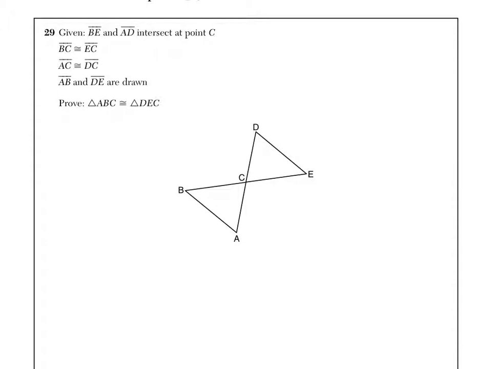There's a pretty long given, but you want to make sure that you mark up your picture. It says BE and AD intersect at point C, BC is congruent to EC, AC is congruent to DC, and AB and DE are drawn.